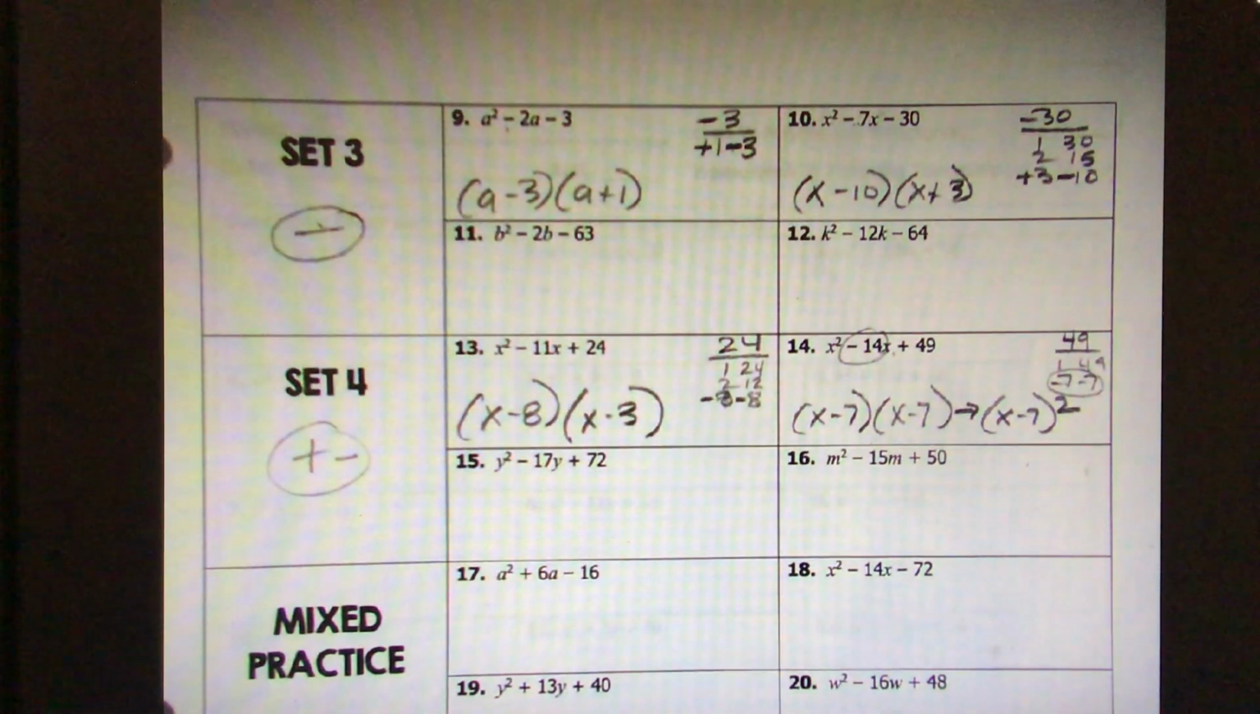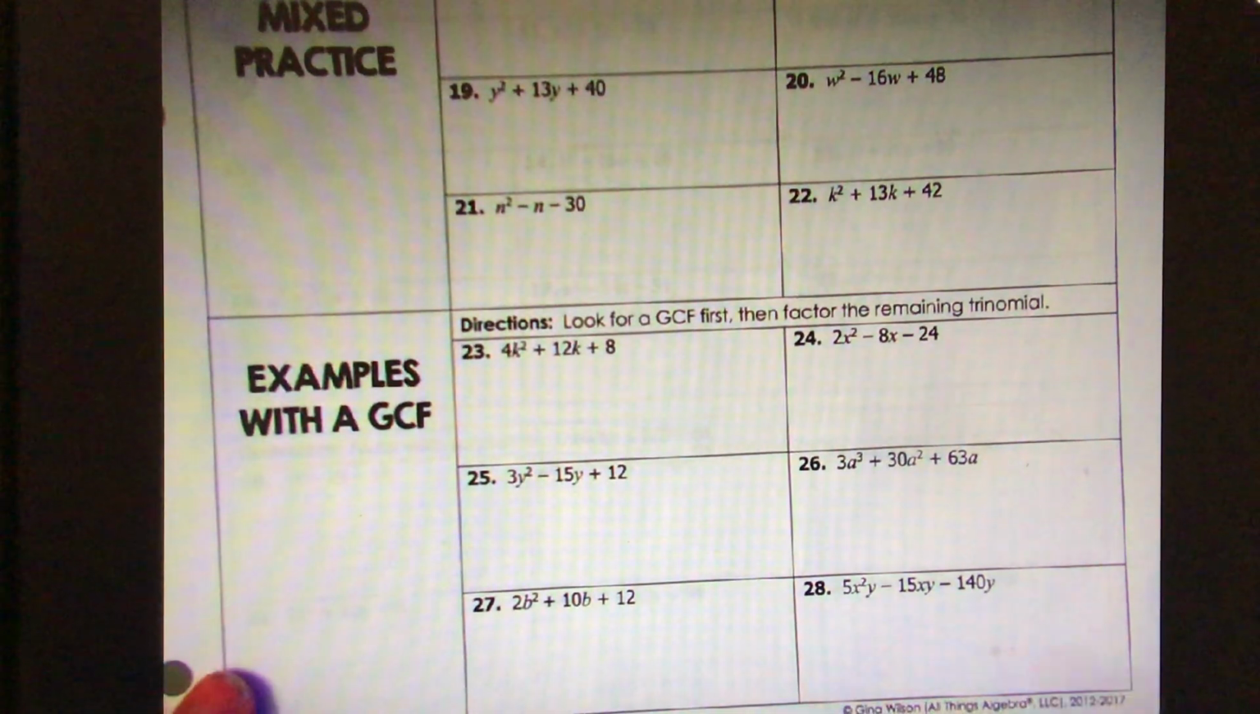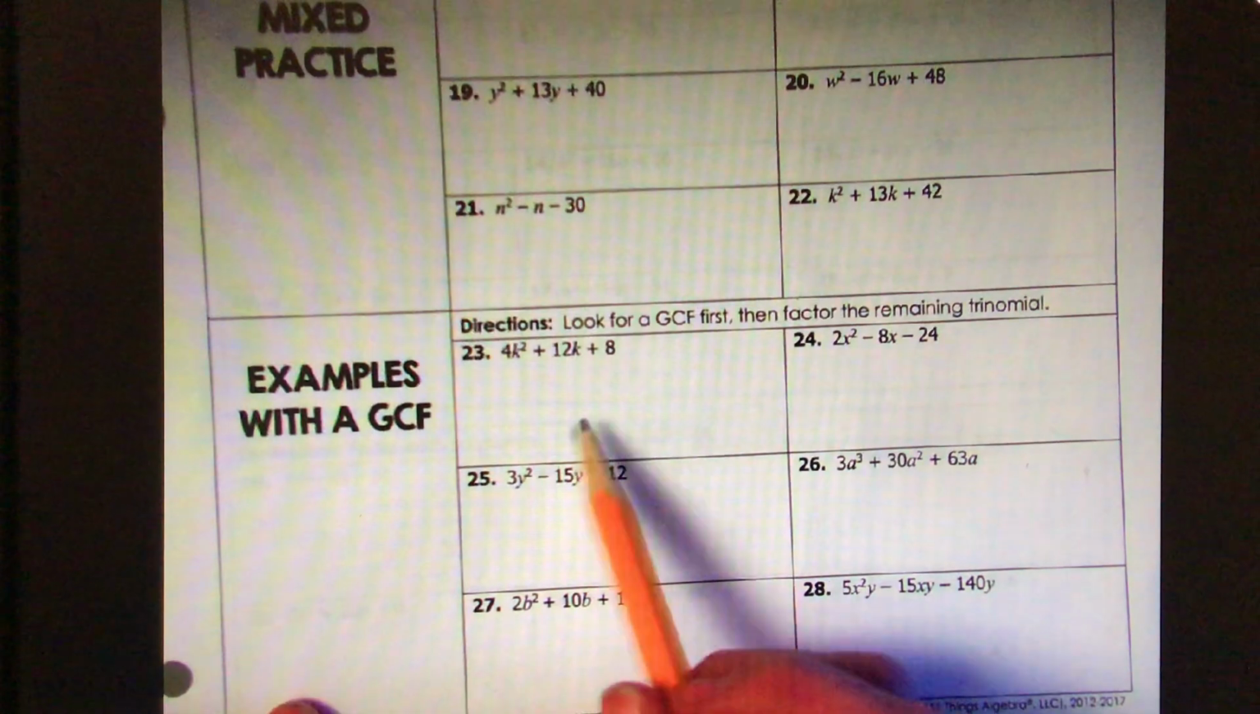Okay, mixed practice. Should we do one? Maybe we'll do, let's not do the mixed practice. Let's go down. Hopefully you can see that. Oh, this is some really good stuff.